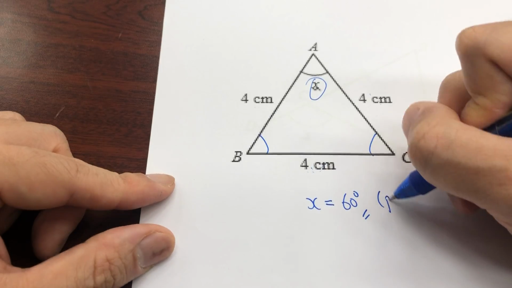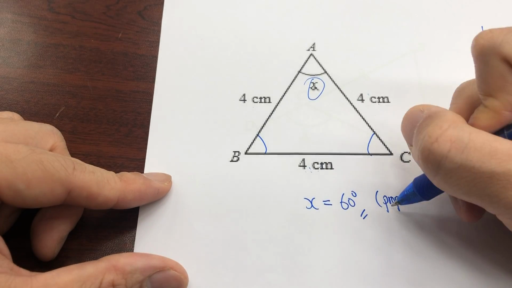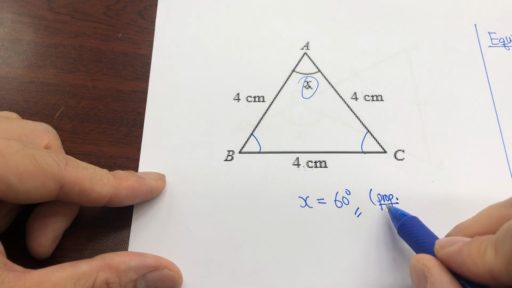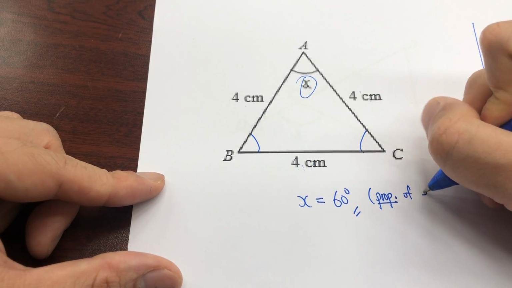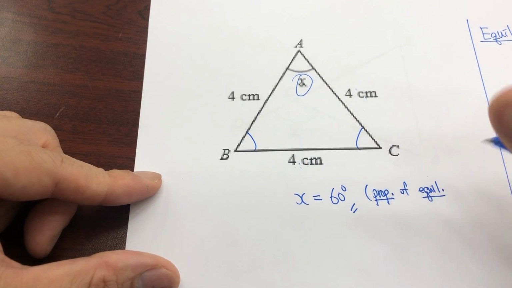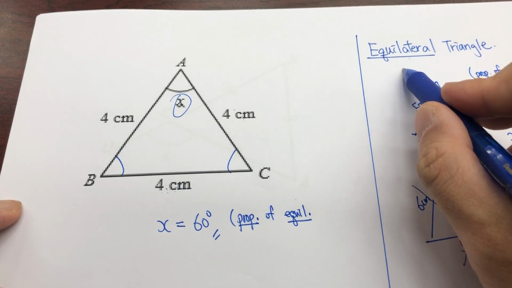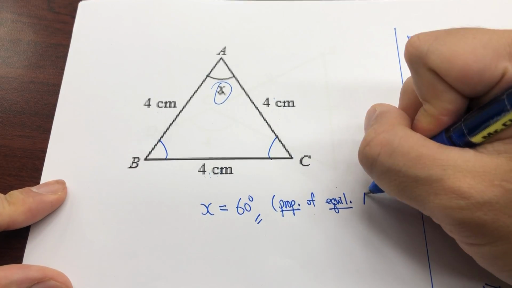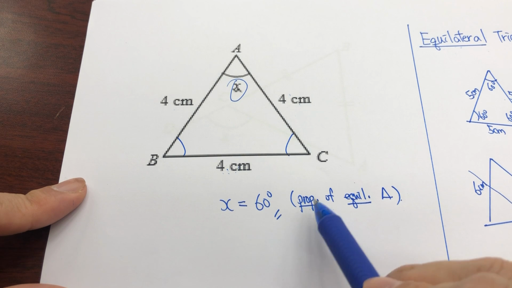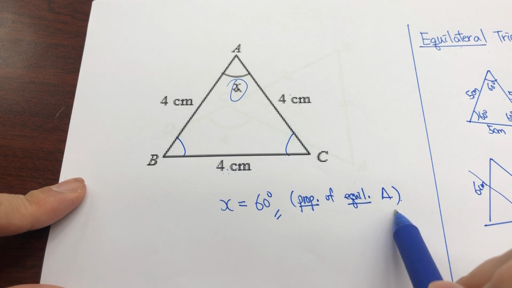And the reason is property, PROP dot, it is the abbreviation of property. Property of equil dot, EQUIL dot. This is also an abbreviation of equilateral triangle. So this is what you're supposed to write. Property of equilateral triangle.